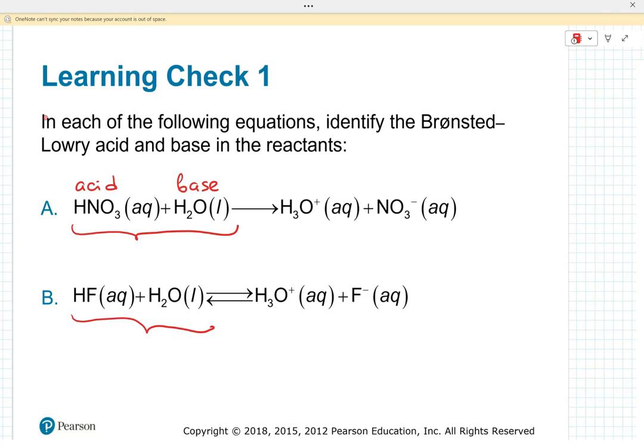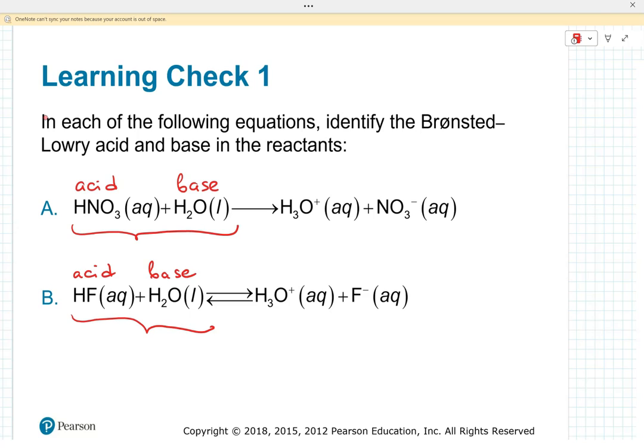What about this? Water is the base, again, yes. And hydrofluoric acid is an acid. Why would that reaction take place? Why would it occur? Because there are no outstanding ions. Does that make sense?